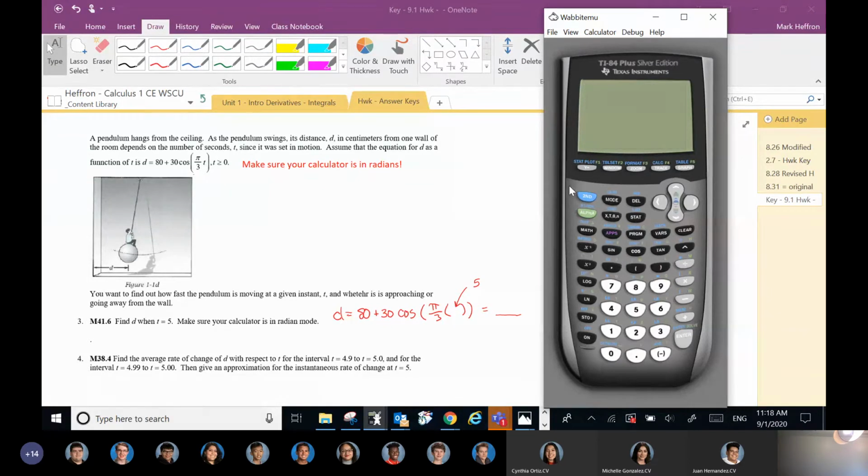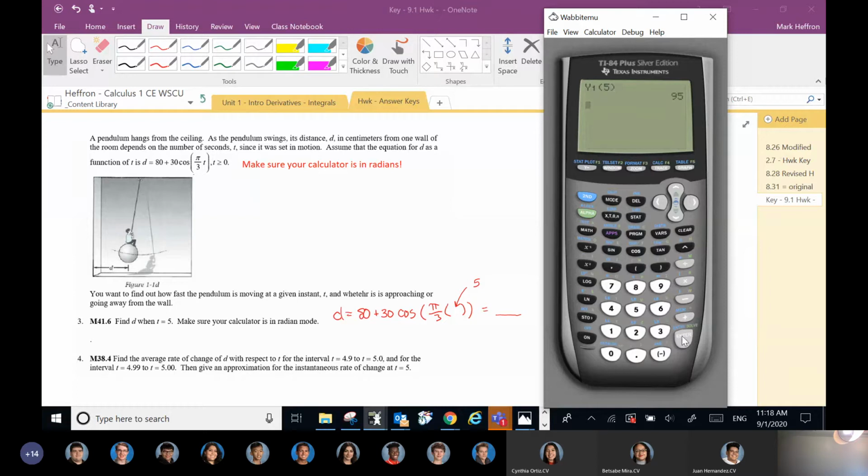Does anybody remember how I could get that y function at 5? Do you guys remember the keystrokes to bring up y1? Betsy, do you remember how to do that? You press alpha, then trace. Perfect. And I want this y1 at 5, so I can plug it in.